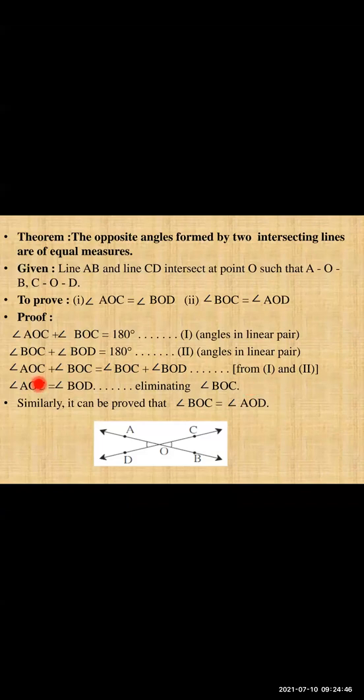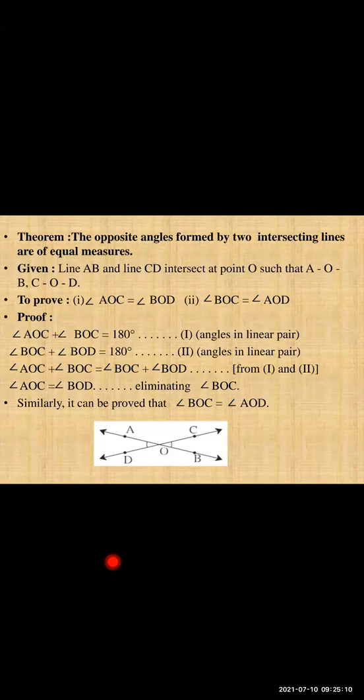From 1 and 2, left hand side is equal to right hand side, like this. Now if you see, angle BOC and angle BOC is the same on both sides. So here BOC gets cancelled, here BOC gets cancelled, here also BOC gets cancelled. After cancelling, what remains? Angle AOC is equal to angle BOD. Now this is what we have to prove.